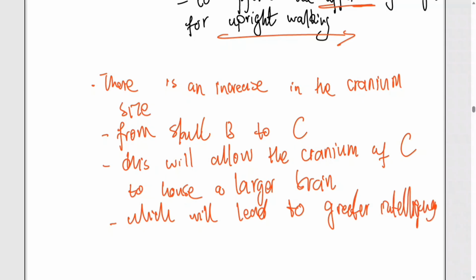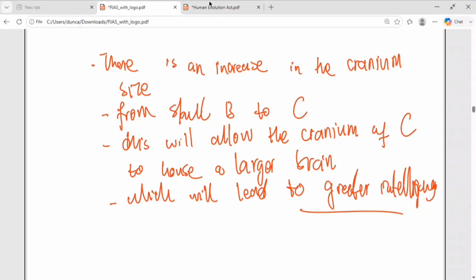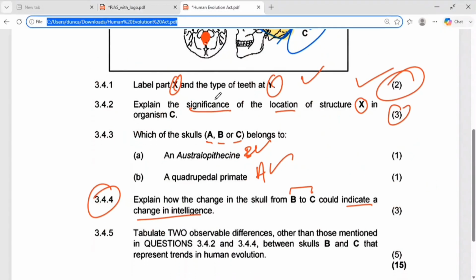It means that now the cerebrum will be more active and will process more information. So there is an increase in the cranium size from skull B to C, meaning this will allow the cranium size of skull C to house a larger brain, which will lead to greater intelligence. You should pay attention to this kind of question, good people.